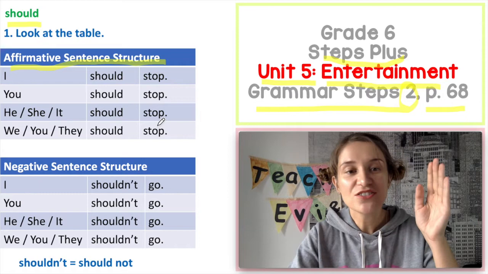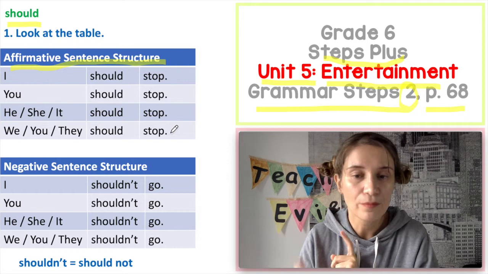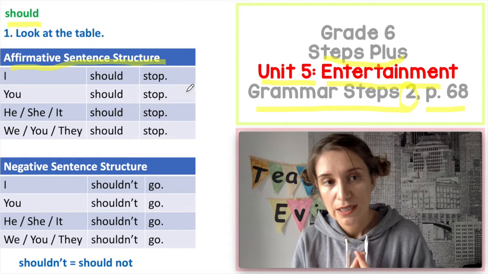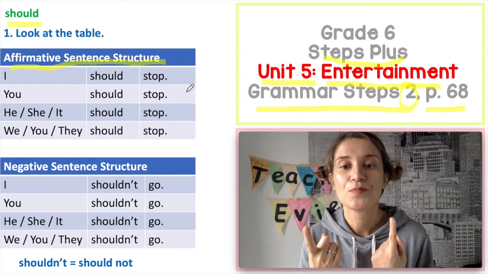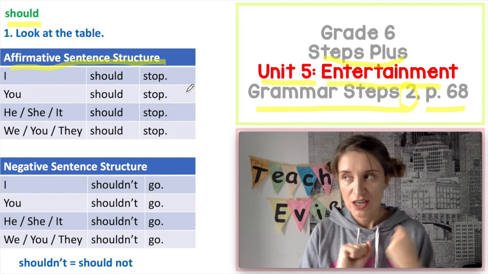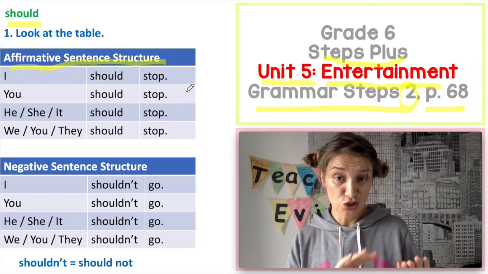Wszędzie jest should i wszędzie jest zwykły czasownik bez edów i bez ingów. Banał. I should stop. I co to znaczy should? Mieć powinność. Czyli I should stop. Ja powinnam się zatrzymać. You should stop. Ty powinieneś, powinnaś się zatrzymać. He should stop. On powinien się zatrzymać. She should stop. Ona powinna się zatrzymać. It should stop. To albo ono powinno się zatrzymać.